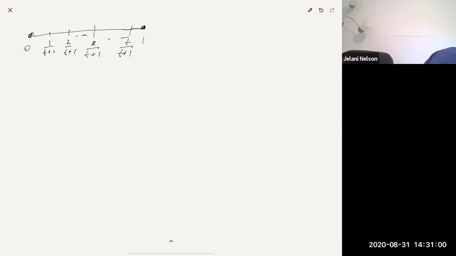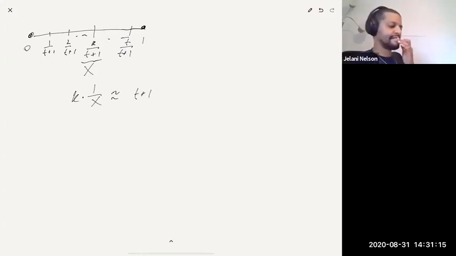So if you invert it, you hope that x is close to this. If you invert it and then multiply by k, so k times 1 over x, you hope that this is approximately t plus 1.